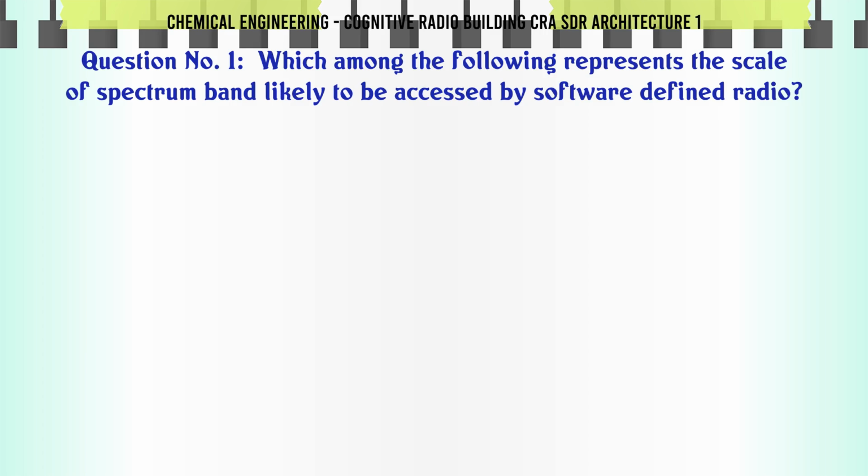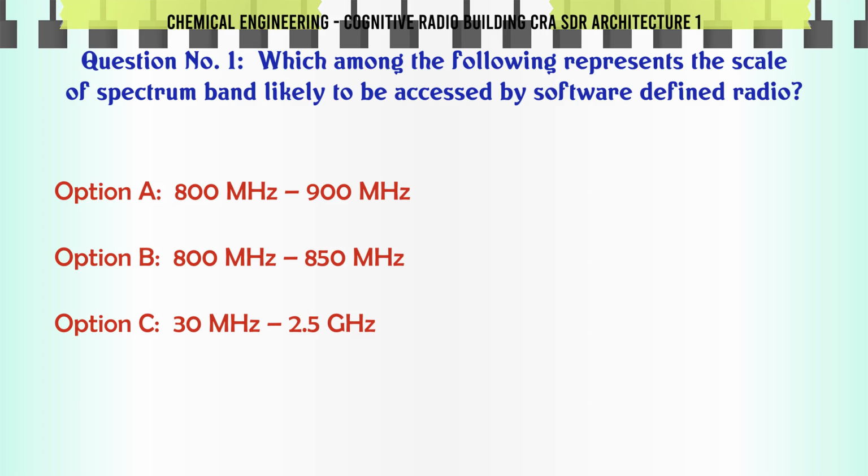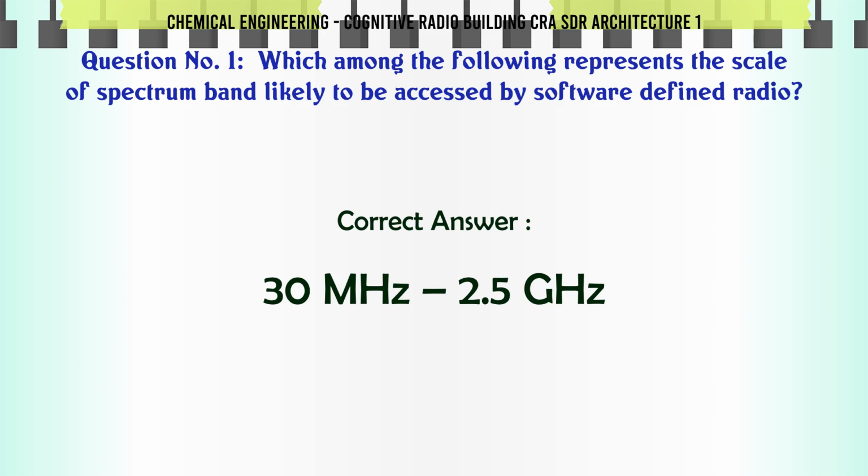Which among the following represents the scale of spectrum band likely to be accessed by software-defined radio? A. 800 MHz 900 MHz. B. 800 MHz 850 MHz. C. 30 MHz 2.5 GHz. D. 30 MHz 250 MHz. The correct answer is 30 MHz 2.5 GHz.